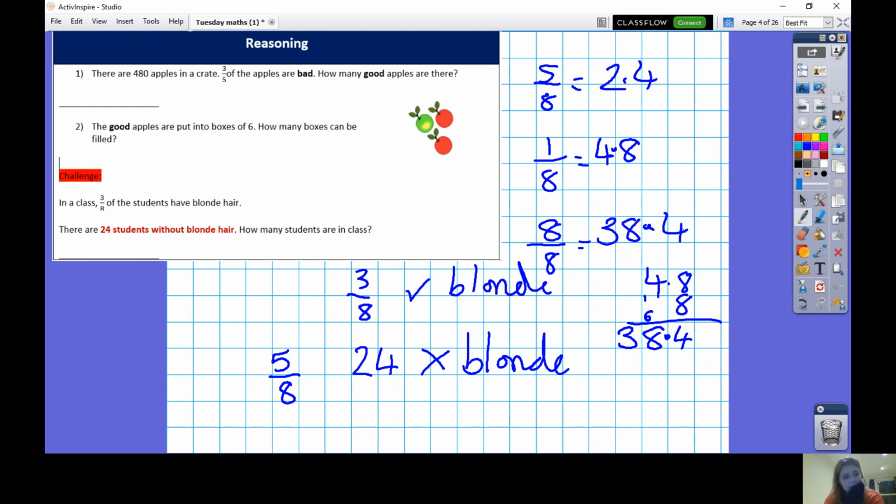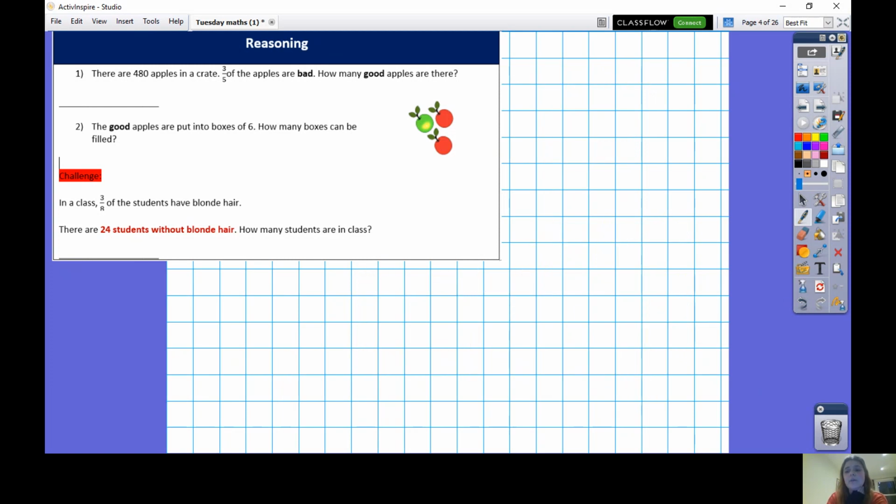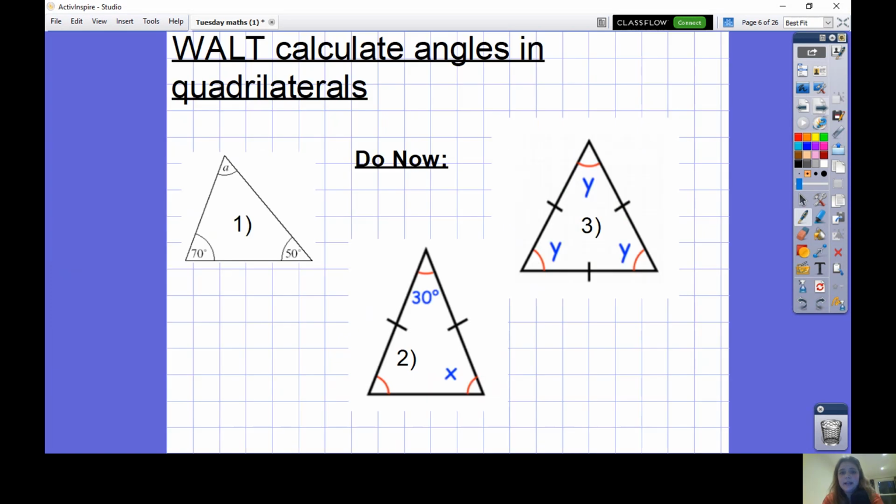Now you've got to think to yourself and wonder, is it possible to have 38.4 students? Probably not. No, we can't have 0.4 of a student, so that would have to be rounded down to 38 students. That was a very challenging question, so well done if you got it, and don't worry if you didn't. Because we're now going to move on to today's main learning.